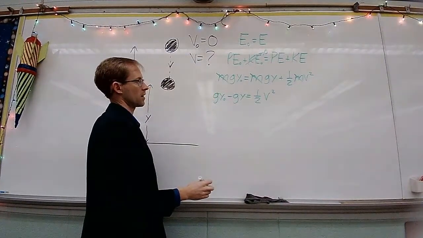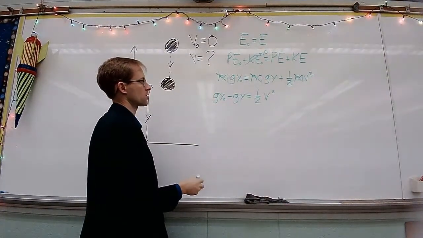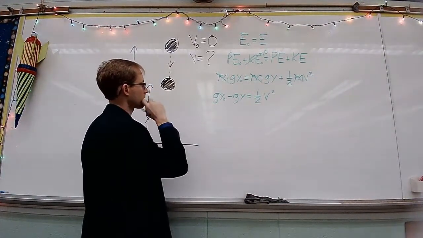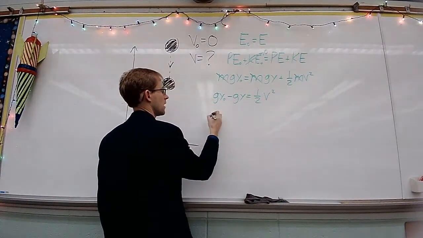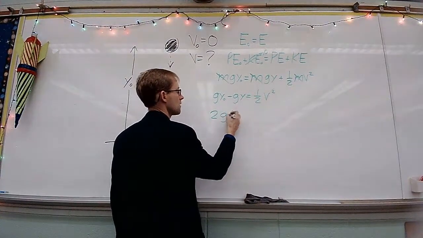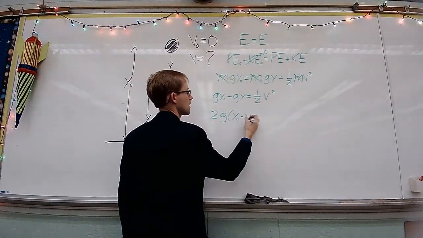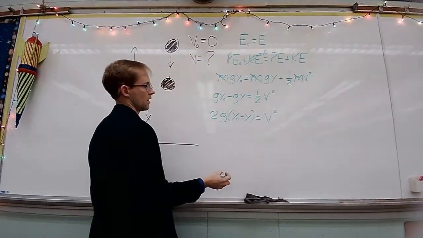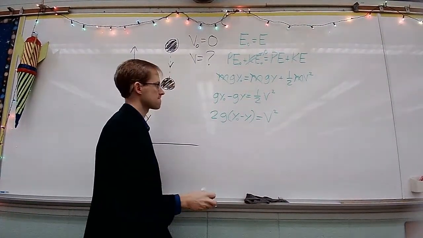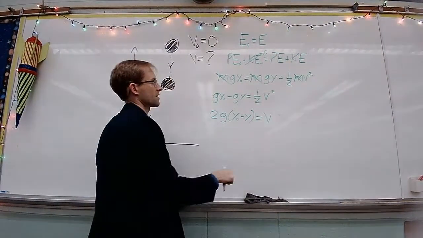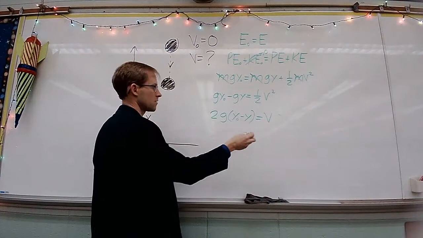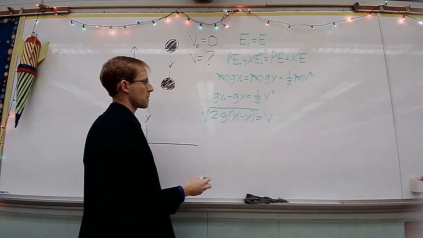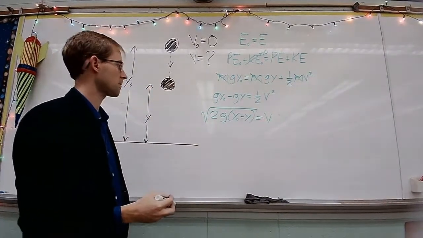And then if I want to get rid of the 1/2, I have to multiply both sides by it. I'm also going to pull out this g here because it's in both places. So I'll have 2g times that equals v squared. And so if I want to get rid of the squared, I have to erase it. Goodbye, square. And if I do that, I have to take the square root of this side. And that would be my expression for final velocity.